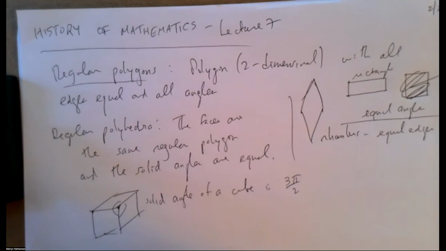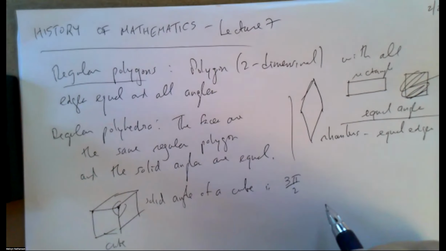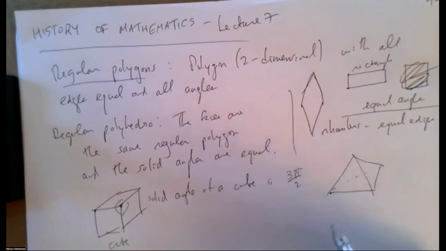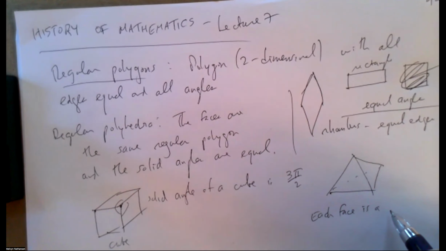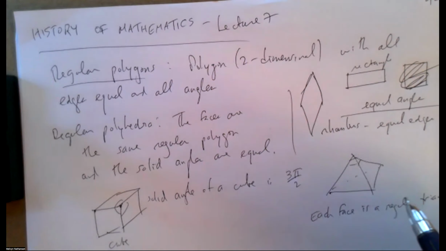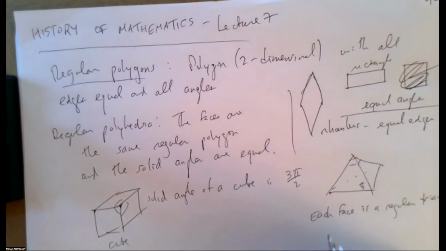So this is the cube. If you have the tetrahedron, it is a figure where each face is a regular triangle. And at each vertex, you have three triangles touching that vertex, each an equilateral, equiangular triangle. Each angle is π/3. So you have 1, 2, 3. So the solid angle at each vertex of a tetrahedron is pi.